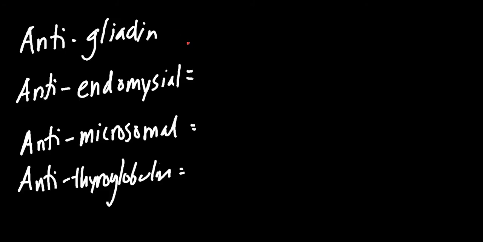Anti-gliadin. Where have you seen this word before? Hopefully you're thinking celiac. Celiac disease. So affecting your intestines. Anti-endomysial. Also celiac. There are two antibodies. Remember SLE had multiple kind of key indicative antibodies? Same here. Anti-gliadin. Anti-endomysial. Alright, so celiac.